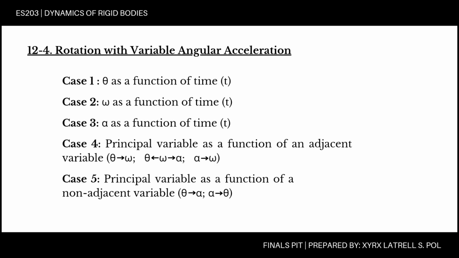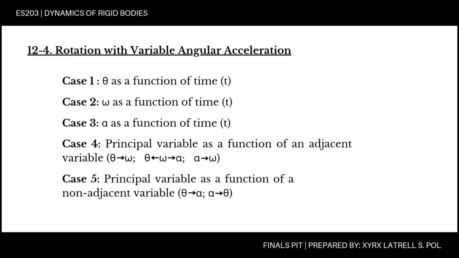So the problems regarding this topic usually come in five cases. Cases 1, 2, and 3 are when the variables theta, omega, and alpha are given as functions of time, respectively. Case 4 is when a principal variable is given as a function of its adjacent variable. What this means is that it can be theta as a function of omega, omega as a function of theta or alpha, and alpha as a function of omega.